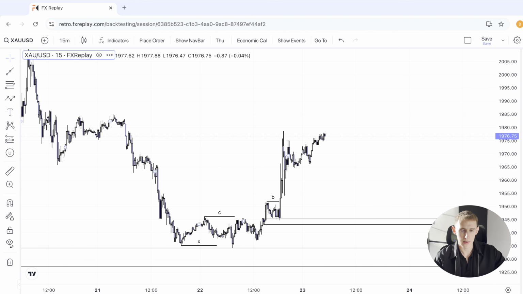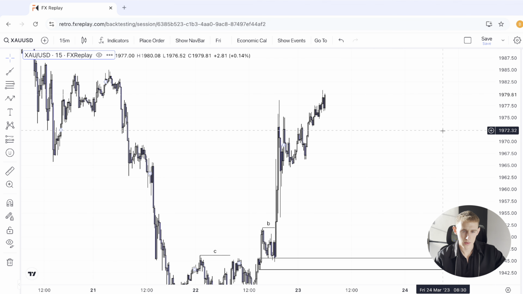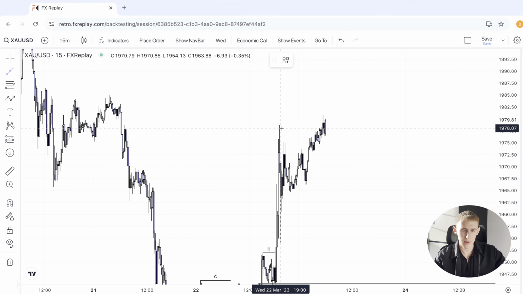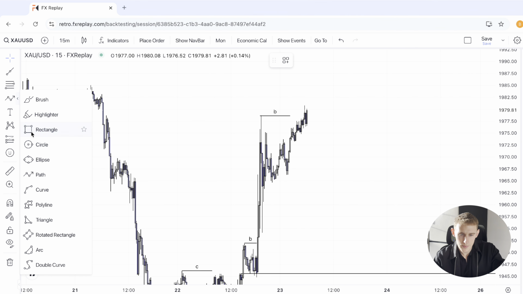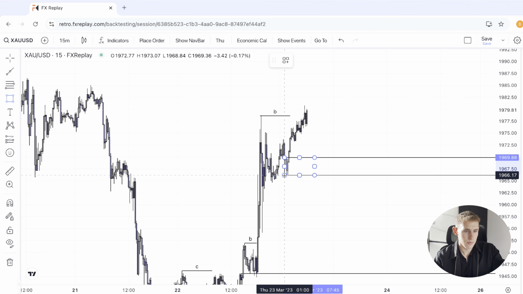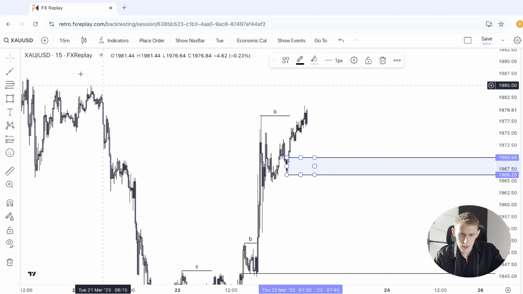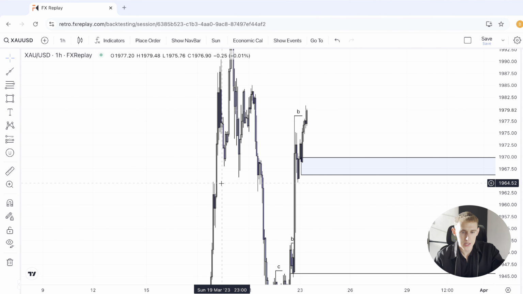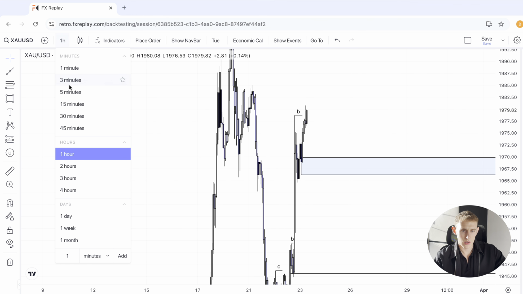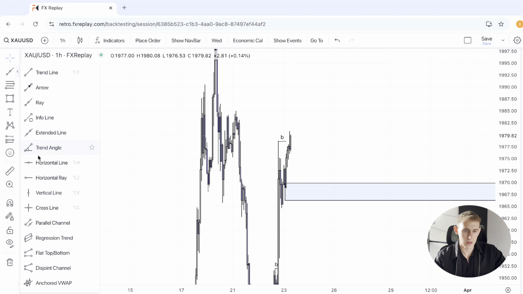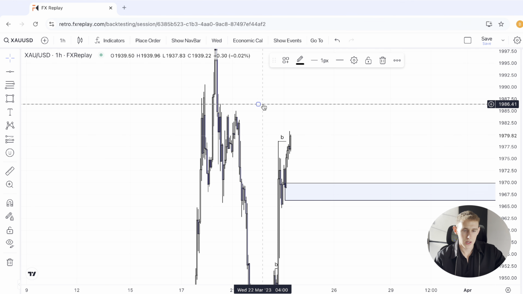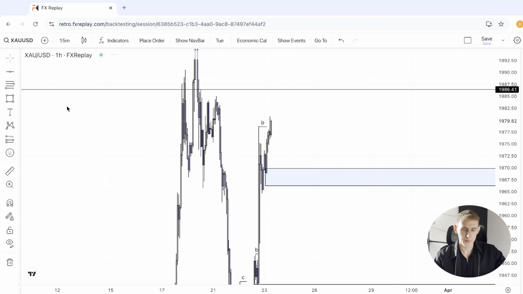There we go. So we've now had another breaker structure. So now we look for another pullback into the range. Could maybe see this demand zone retested. If not, a sweep of this level would also be fine. Just also going to be careful once price has taken this liquidity as well. Could see a reaction from that.